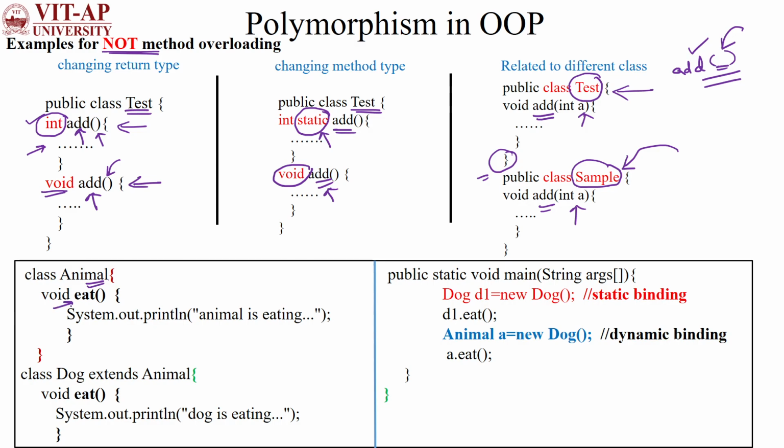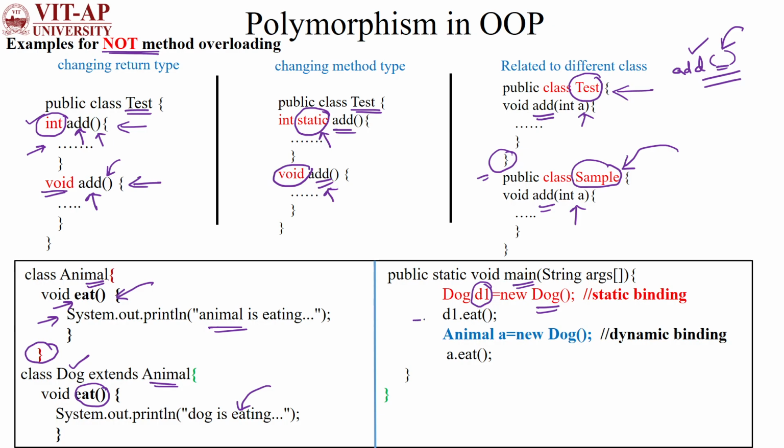Then I am creating the method eat inside the Animal class, which has a single statement to print the label animal is eating. Then this Animal class ends here. Then I am creating the child class Dog, extending the parent class Animal, which also has the same method name as the parent method eat, printing a different label, dog is eating. Then inside the child class Dog, I am creating the main method. Then with respect to the Dog class, I am creating the object d1.